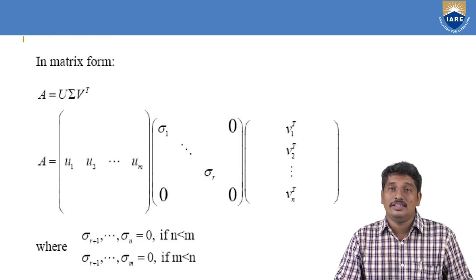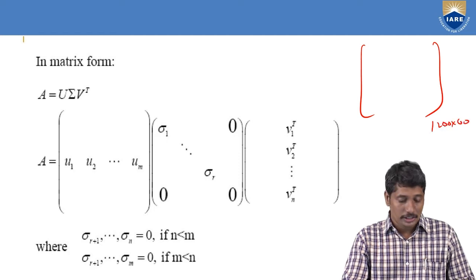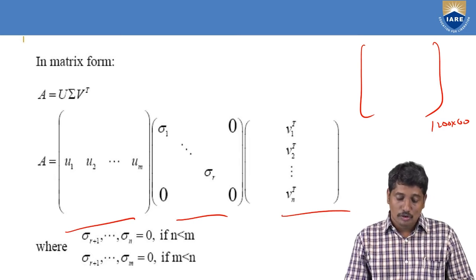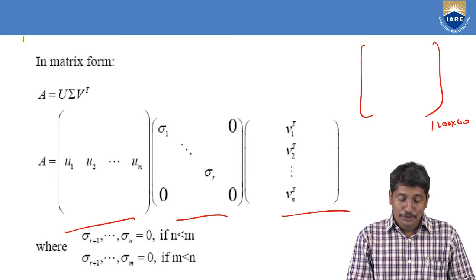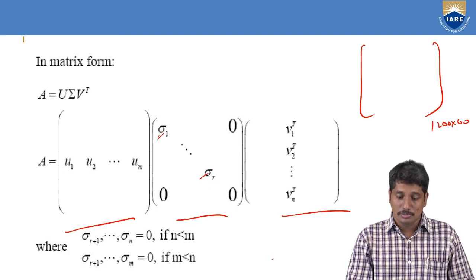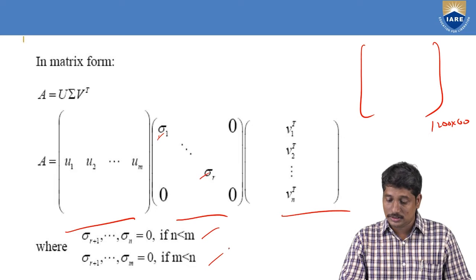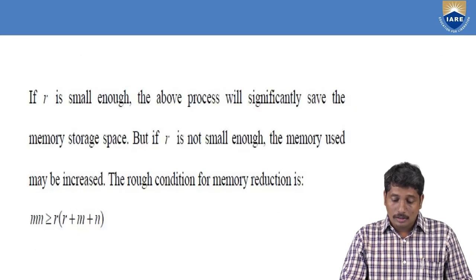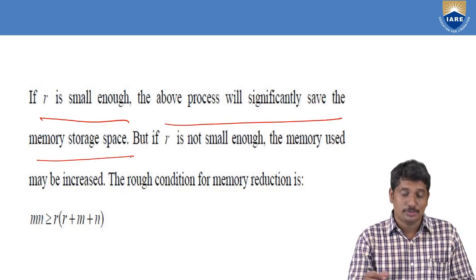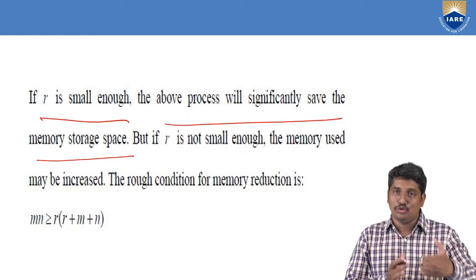So when we have a digital image matrix divided into pixels like 1200 by 600, you can decompose it by singular value decomposition, UDV transpose. Among these diagonal values, only R values will be non-zero. The remaining values will be zeros, where R is the rank of the matrix. That is what you should understand from these two sentences. If R is small enough, the above process will significantly save memory storage space. The lower the R, the lower the storage space.